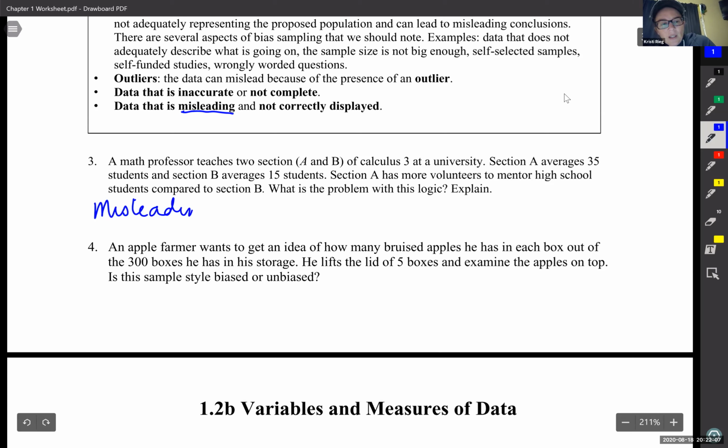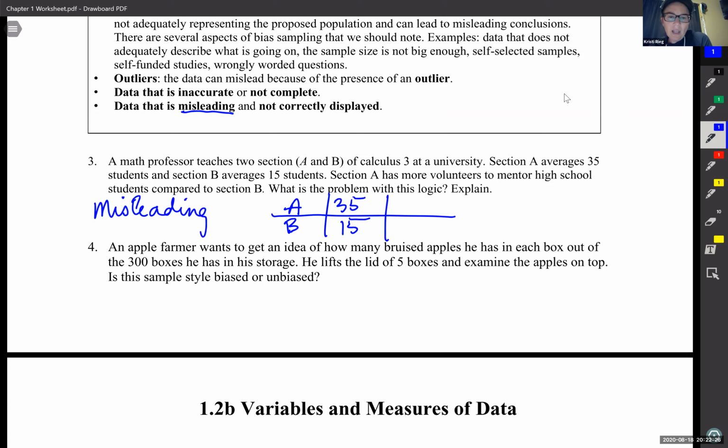The problem with this logic is, I'm just going to make a sample chart here. So I have A and B. I have 35 students and I have 15 students. Okay, how many volunteers? Let's just make up a number. Let's say not even half of the people in A volunteer.